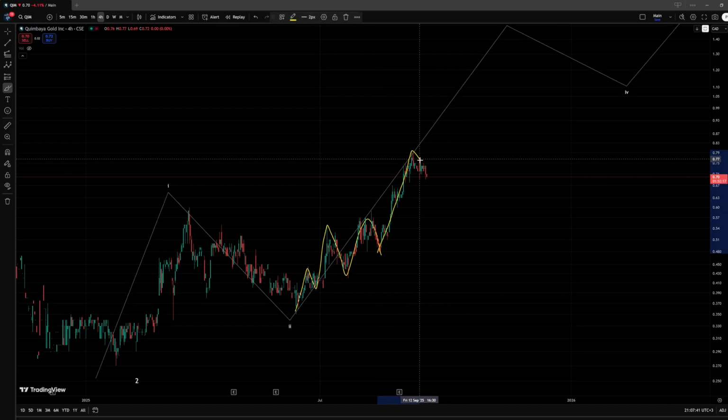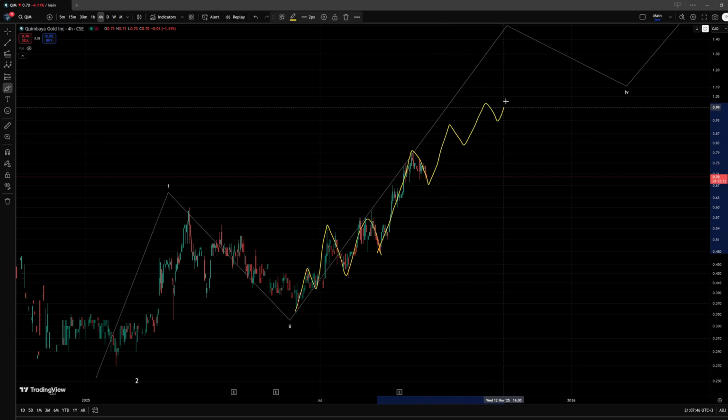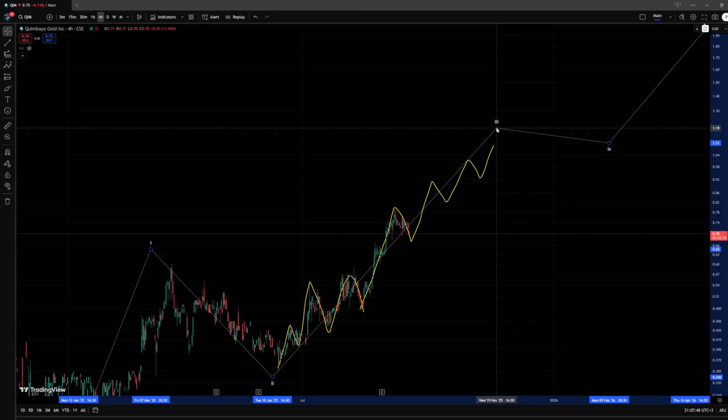We would now be looking for a 4th wave down, and then we would need a series of 4-5, 4-5, 4-5 patterns to only complete this wave 3.